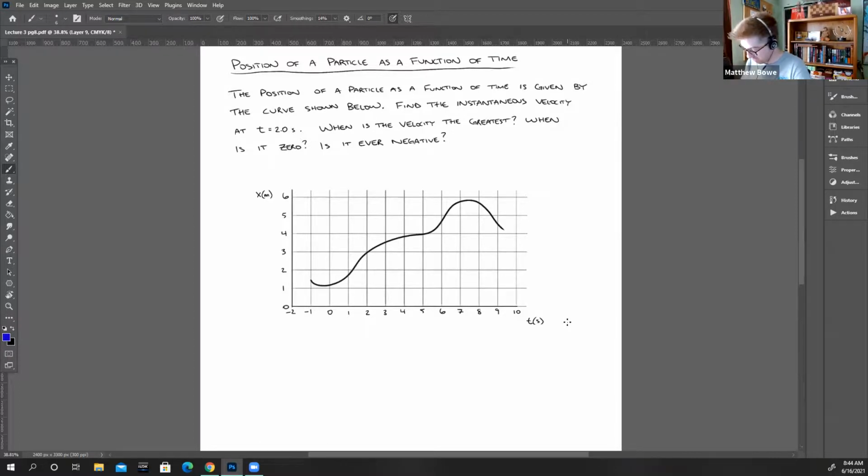The position of a particle as a function of time is given by the curve shown below. We want to find the instantaneous velocity at 2 seconds. When is the velocity the greatest? When is it 0? Is it ever negative?